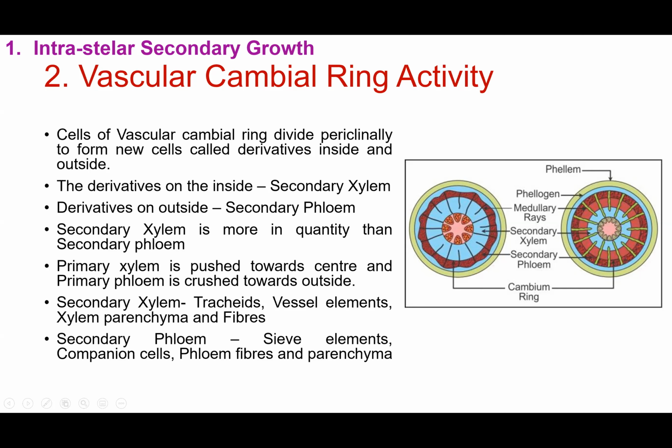So when we look at the secondary xylem and secondary phloem, yesterday we studied xylem and phloem generally contain tracheids, vessel elements, xylem parenchyma, and xylem fibers, right? So the same cells are also present in secondary xylem, and secondary phloem contains sieve elements, companion cells, phloem fibers, and phloem parenchyma. In this way, your vascular cambium gives rise to secondary xylem towards inside and secondary phloem towards outside.